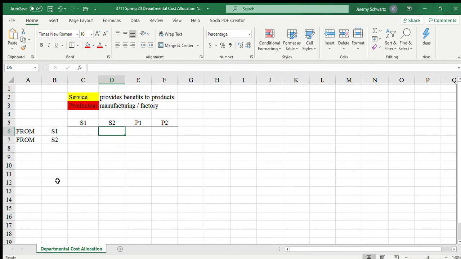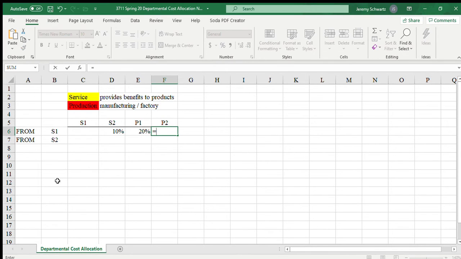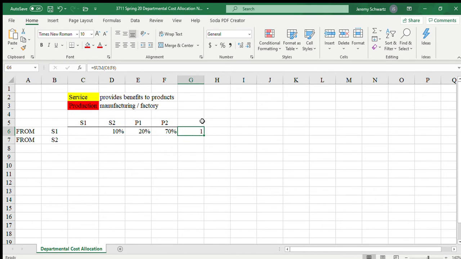And we could say, okay, well, what percentage of activity would be going from service department 1 to service 2? So there might be some relatively small amount, say 10% here, 20% there. And then for production 1, we might have, from production 2, we might have, say, 70% then, so that the total, of course, would need to be 1 or 100%. So we put that in percentage terms, and we see this here.